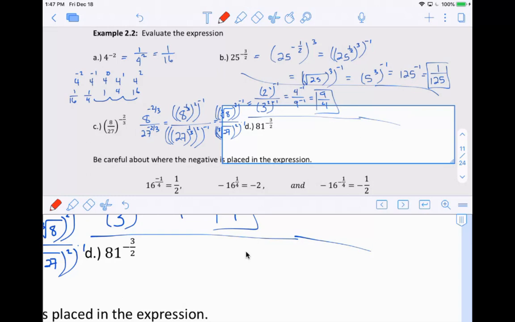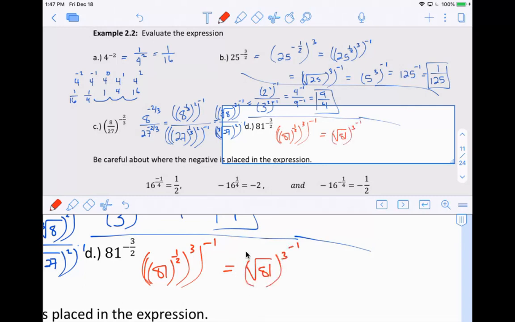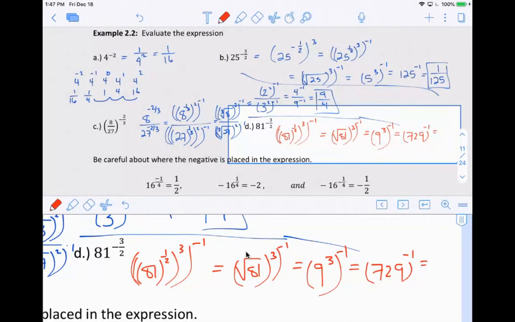All right, hopefully you had a chance to pause the video. 81 to the 1/2, third, and then negative 1. The square root of 81 is 9. So we get 9 to the third to the negative first. 9 to the third is 729. To the negative first would be 1 over 729. And again, you could have done the negative first. You could have done the cube first. That's fine. But that is the final answer.